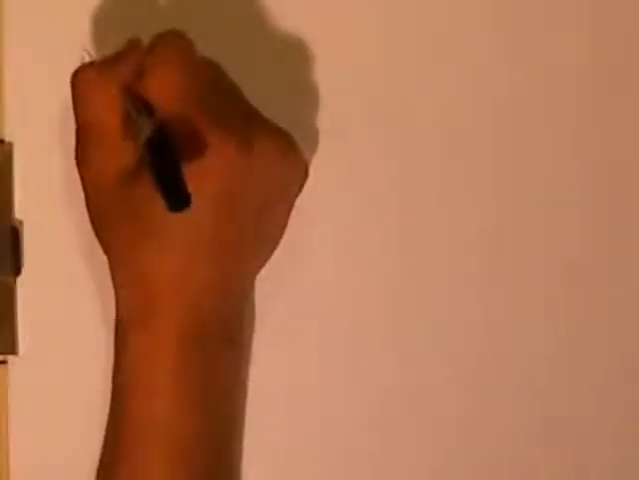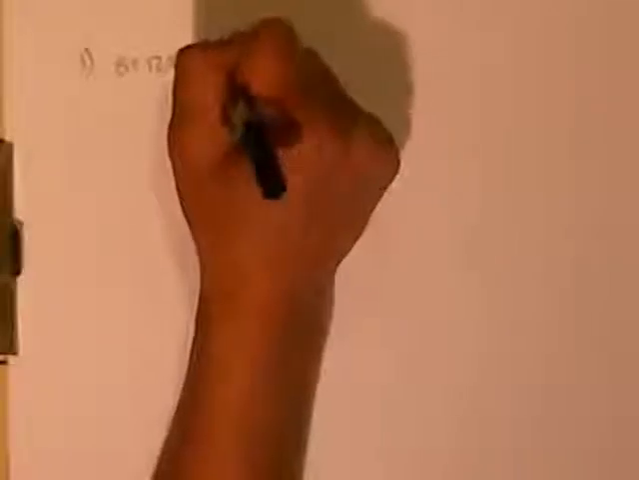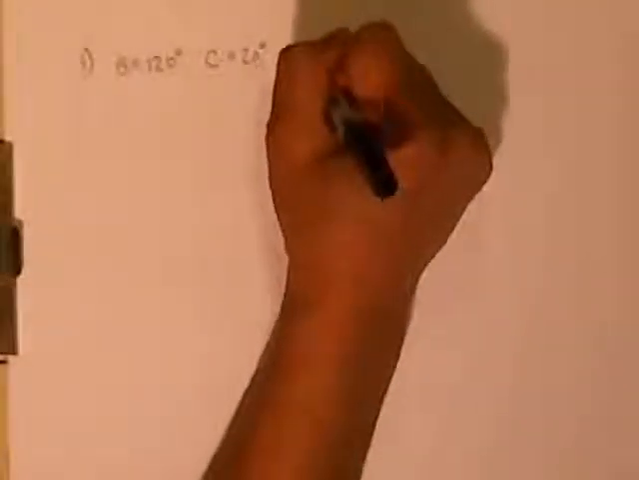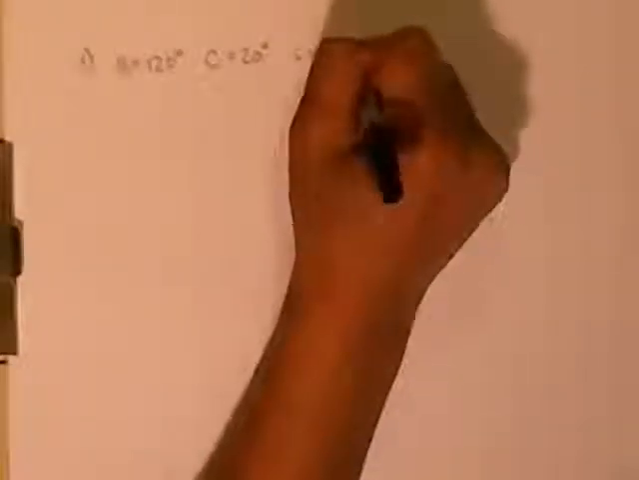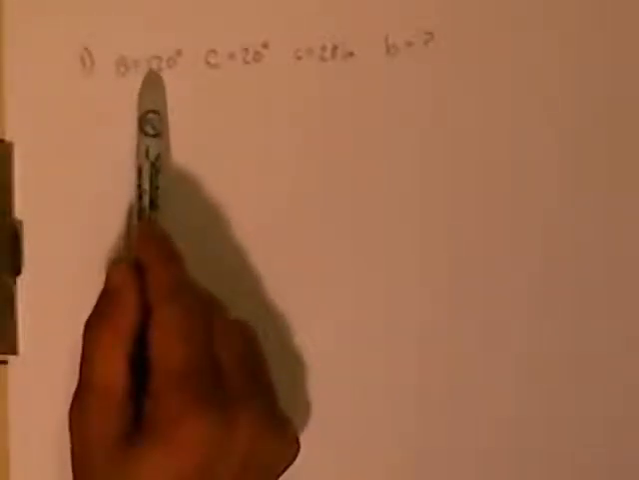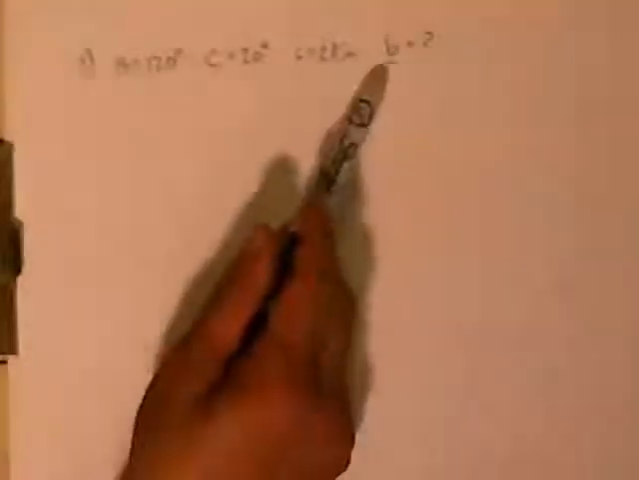Number 3 says if B is equal to 120 degrees and the angle C is equal to 20 degrees and little c is equal to 28 inches, find little b. This time I pointed to the problem as I was writing it down, so hopefully I didn't write the wrong problem down. B 120, C 20, c 28. I'm looking for little b. Okay, great.